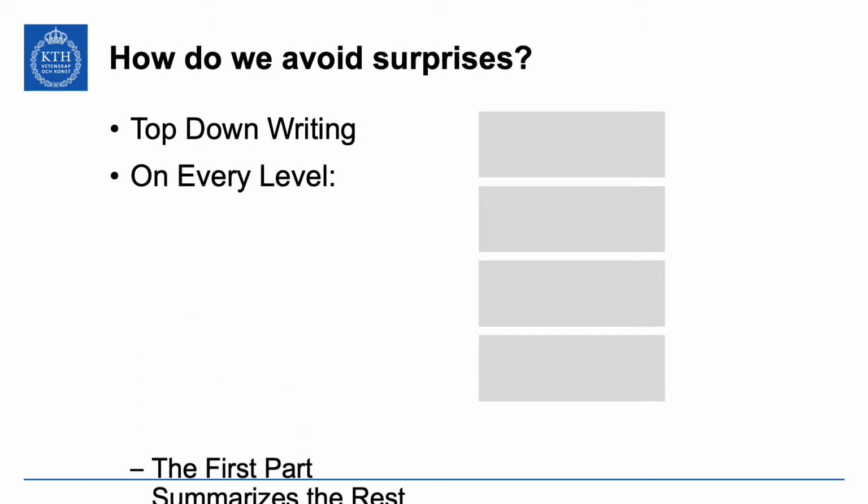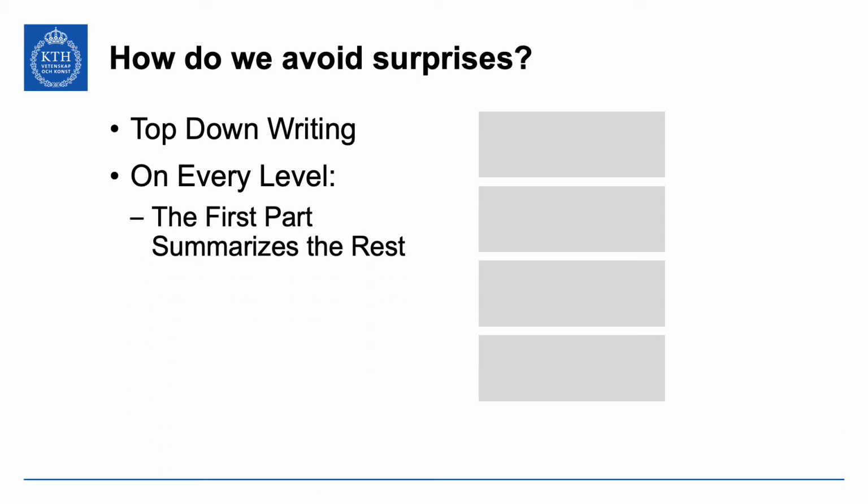On every level, the first part of a text summarizes the rest. And this is on every level of detail. So this applies to pieces of text, large pieces, chapters, or small pieces, sentences, or medium-sized pieces, paragraphs. The first part should summarize the rest.